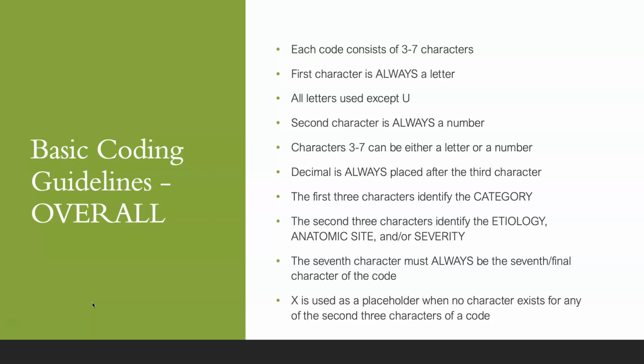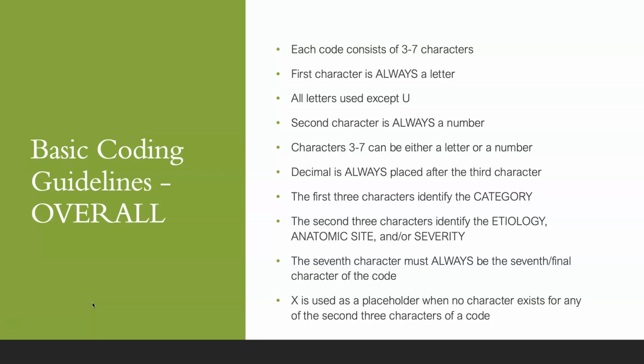We're on basic coding guidelines overall, and we'll breeze through this because some of these things I've already talked about. Each ICD-10-CM code consists of 3 to 7 characters. That first character is always a letter. They use all letters except for U, so watch out for I's that look like ones. Watch out for L's. Watch out for O's, the letter O, that looks like a 0. So be careful. Got to keep your eyes peeled for some of those things.